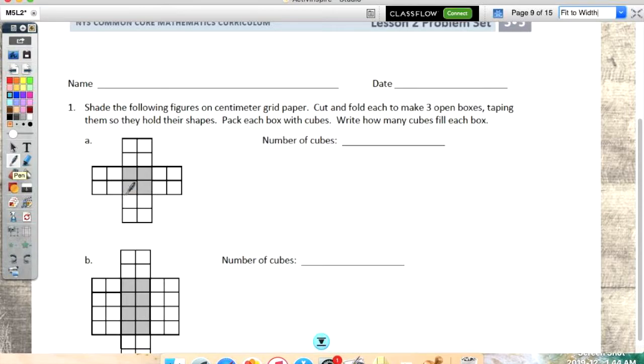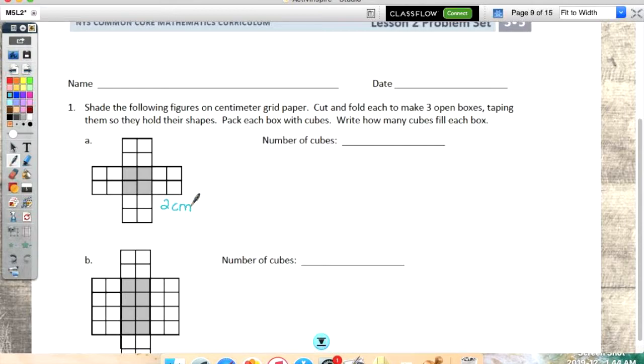So this is the base, correct? So there are 4 along the bottom, right? And how many layers high is your figure? 2 layers. And those 2 layers are actually right here, aren't they? Okay, go ahead and label the height.